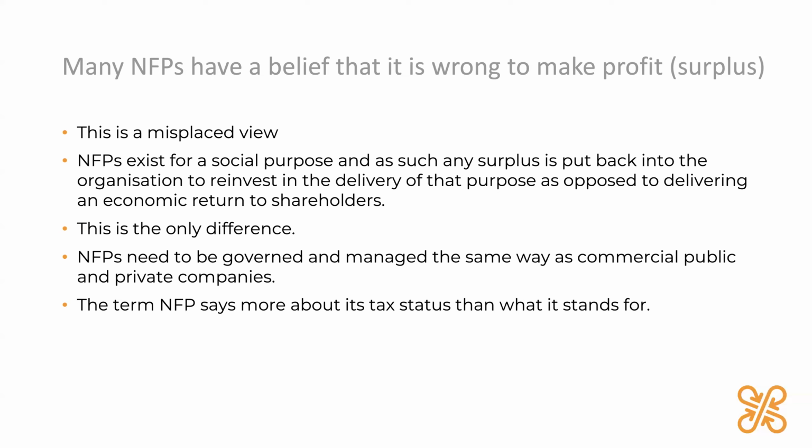The only difference between a for-profit commercial organisation and a not-for-profit is that a surplus in the not-for-profit cannot be given back to members. Instead, it is reinvested back into the business for the purposes of delivering on your social purpose for years to come. So it's about reinvesting it back into your business so that you can continue to do good, basically. That is the only difference. It is not illegal to make a profit. It is not wrong to make a profit.